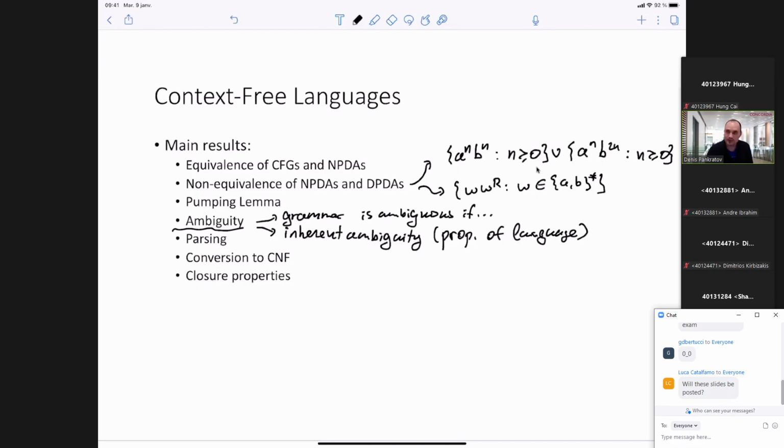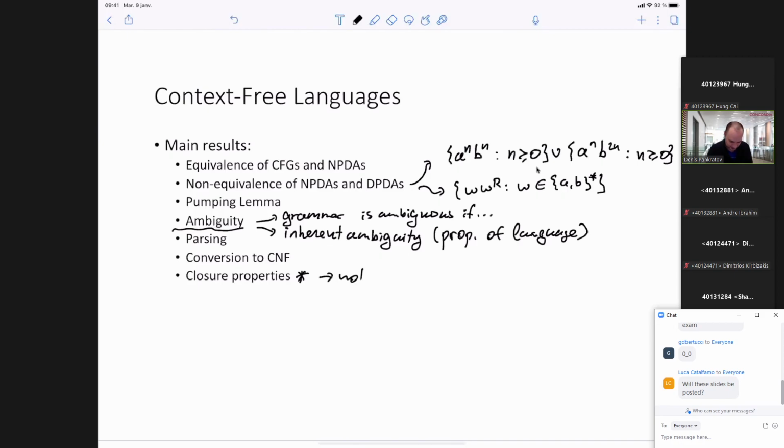We talked a little bit about parsing, different kinds of parsers. One parser which is just kind of brute force parser, and another one we quickly mentioned, CYK membership. Okay, conversion to Chomsky normal form, and of course closure properties. And here you again need to be careful because context-free languages, they're not closed under intersection, not closed under complement. So that's the difference with, say, regular languages.